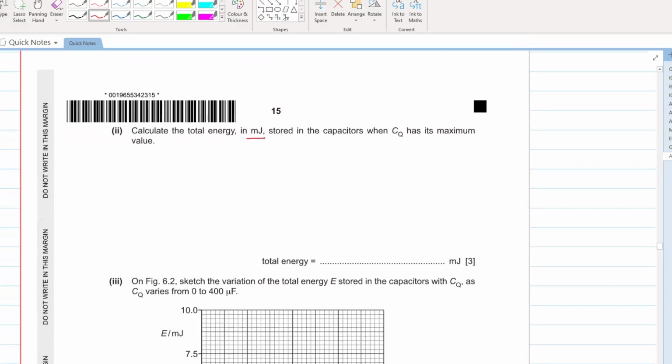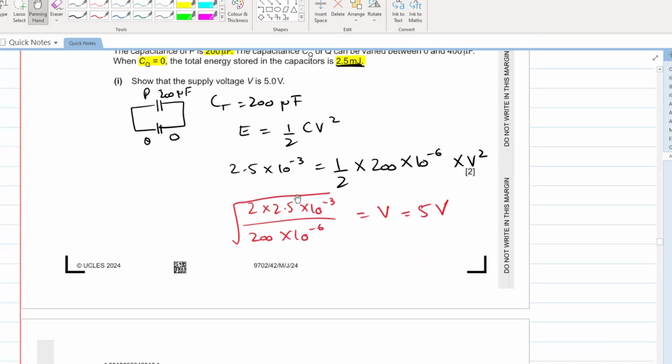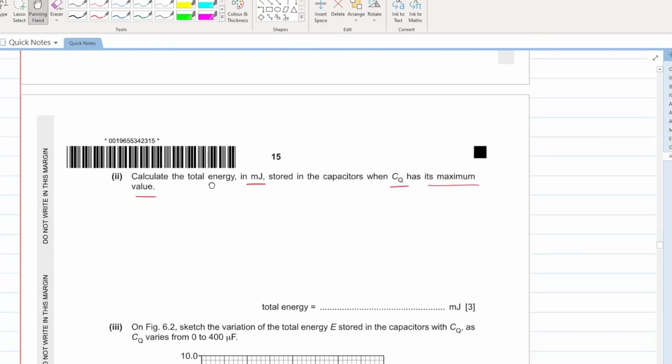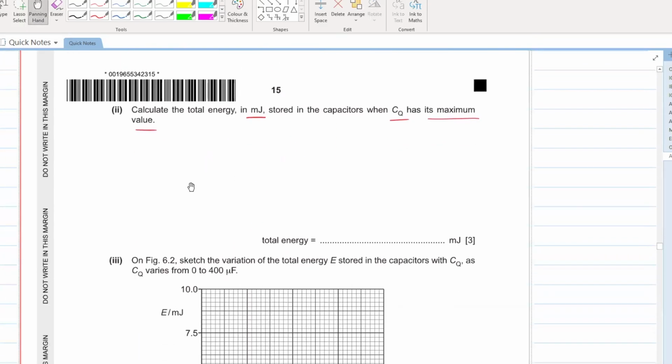Calculate the total energy in megajoules stored when the capacitor Q has its maximum value. Okay, what is the maximum value of capacitor Q? 400 microfarads. So if capacitor Q becomes 400 microfarads, what will the total capacitance be equal to? 200 plus 400, that is 600 microfarads. Okay.